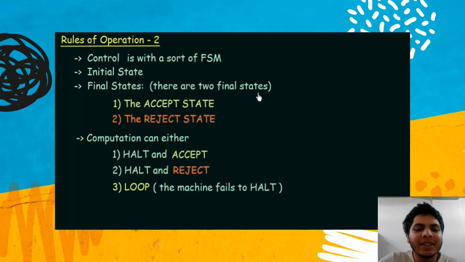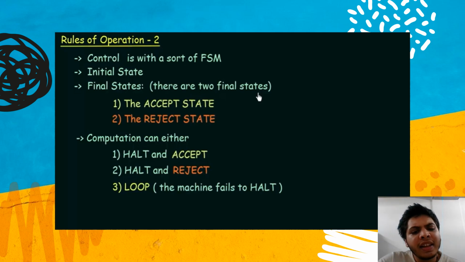And then coming to the final state, we need to know that there are exactly two final states in a Turing machine. And what are they? One is the accept state and the other one is the reject state. So there are two final states, and the first one is the accept state. That is, if a string is accepted, then the Turing machine goes into the accept state. And in case the string is rejected, or it is not accepted, then the Turing machine will go into the reject state, which is another kind of final state. So there are two kinds of final states that we have in our Turing machine.